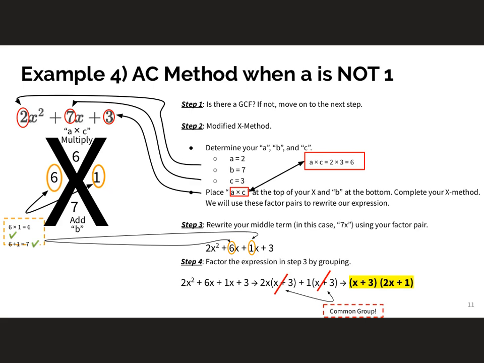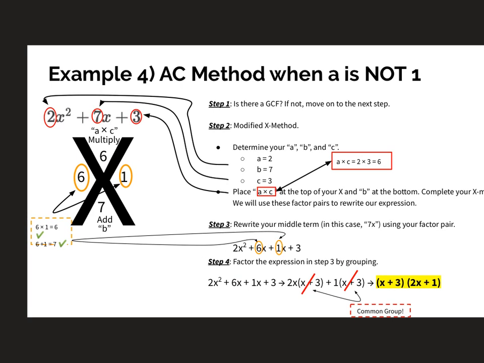Okay, so we covered the X method. What we want to do now is cover something called the AC method. I wrote this all out because I don't really want to put you through my horrible handwriting, but let's go through what I wrote out because it's a little bit confusing. So let's look at the first example. I'm given 2x squared plus 7x plus 3.